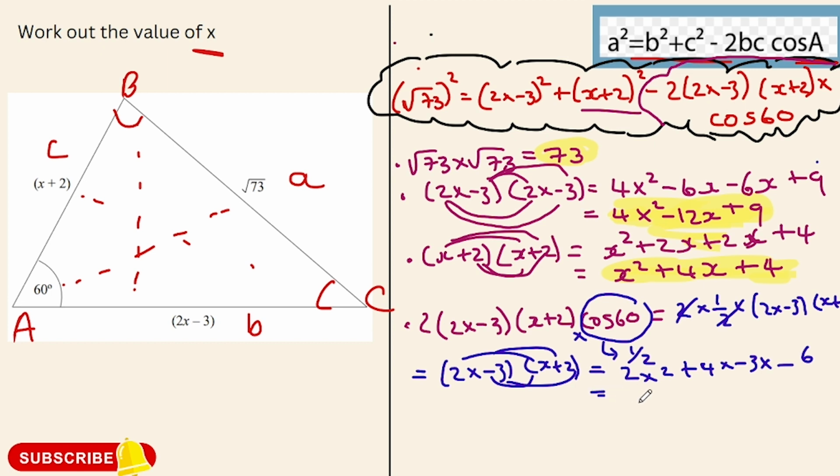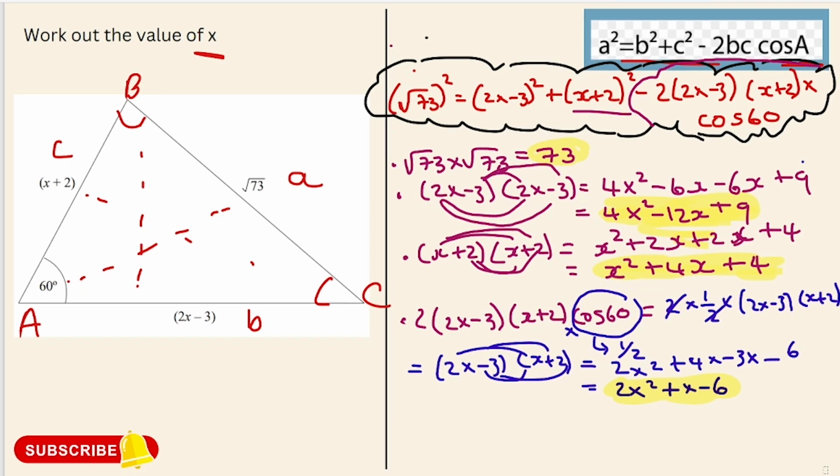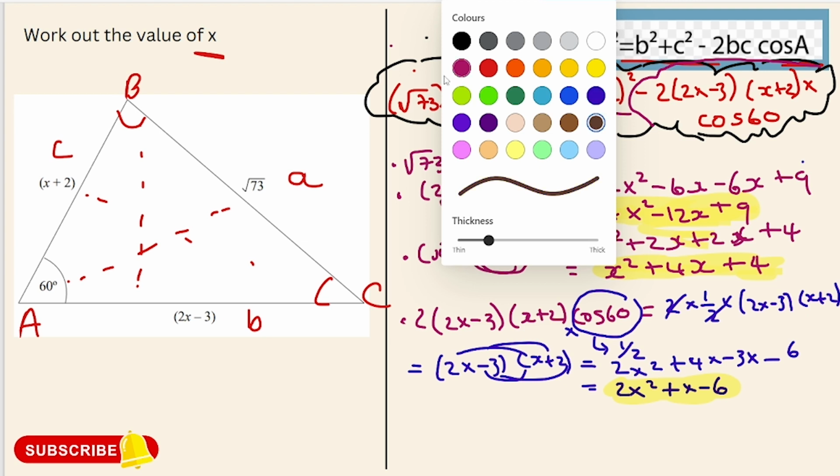And if I simplify that, it's 2x squared. And if I just simplify this over here, I'm going to get 4x minus 3x, which is plus x minus 6. Now that is something that is also very important. Right, now, after we've done that, all we have to do is collect everything together.